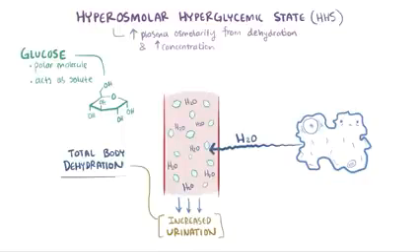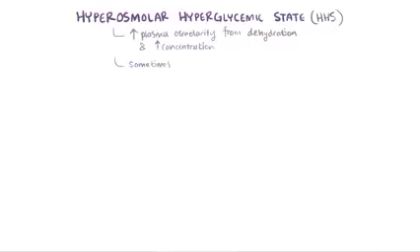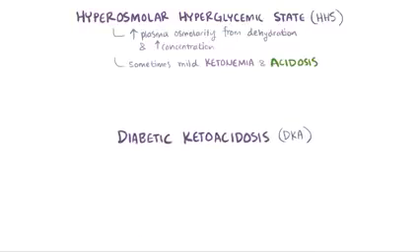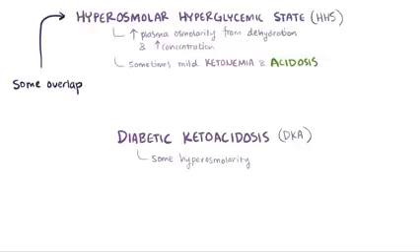And this is a very serious situation, because the dehydration of the body's cells, and in particular the brain, can cause a number of symptoms, including mental status changes. In HHS, you can sometimes see mild ketonemia and acidosis, but not to the extent that it's seen in DKA. And in DKA, you can see some hyperosmolarity, so there's definitely overlap between these two syndromes.